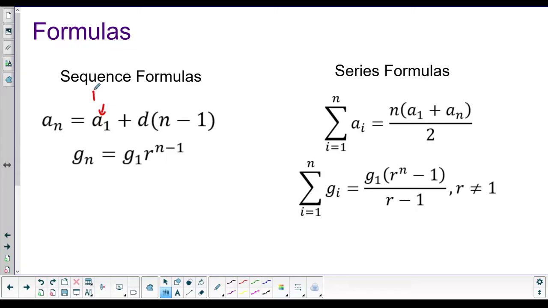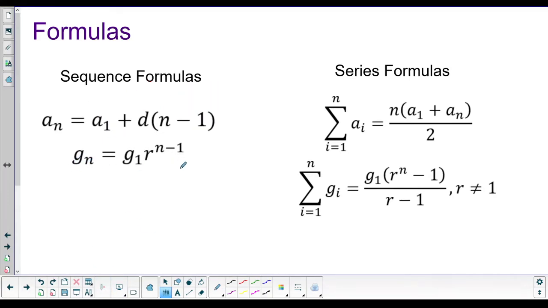This is just the first number in the list. So it's your starting number, plus your common difference. This is the number you're adding or subtracting each time, times n minus 1. And again, n is just the term number. So if you want the 8th number, n would be 8, right? So we take the first number, add the amount we're adding or subtracting, times however many numbers we're going through the list, minus 1.